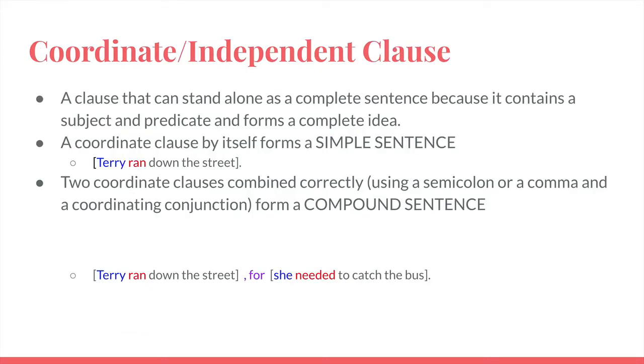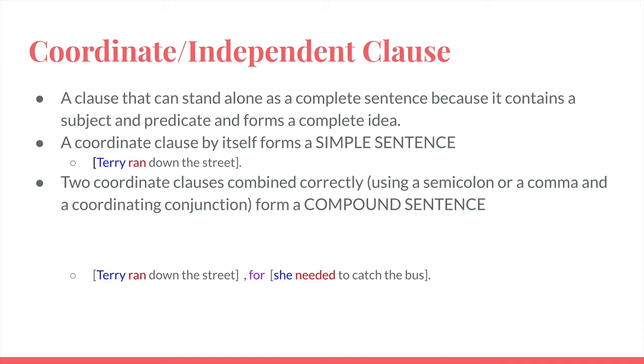Okay, let's go through those two types of clauses again with a little more detail. So a coordinate or independent clause is a clause that can stand alone as a complete sentence because it contains both subject and predicate and it forms a complete idea. A coordinate clause sitting by itself forms what we call a simple sentence. For example, "Terry ran down the street."